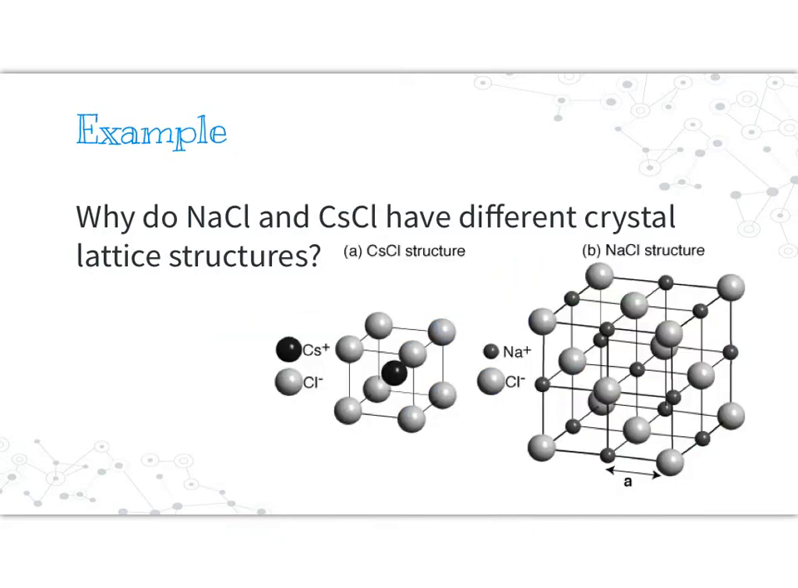In this case, we have NaCl and CsCl. Why do they have different structures? So CsCl is here and NaCl is over here. Now this looks a little bit different, and the reason is this is just a repeating nature. This is called a unit cell. A unit cell shows the repeating nature.